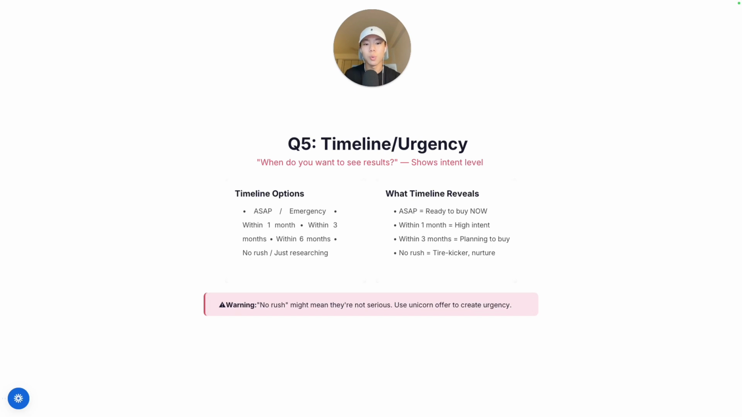Okay, so what the timeline reveals is actually, let's go through it one by one. So ASAP, they're ready to buy now. Very straightforward. Within 1 month, high intent. Within 3 months, they're planning to buy, but not as ready to buy yet. So for the last one, no rush, just looking, you have to nurture them.